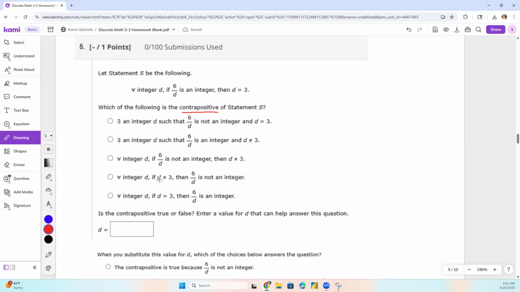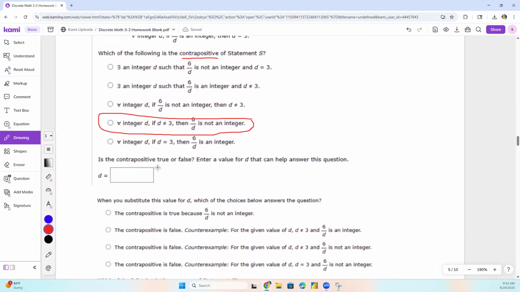So the one which says not q, not p will be this one. So for contrapositive, this statement is going to change into, for every integer d, if d is not equal to 3, then 6 over d is not an integer. And this is how we set up the contrapositive, because the rule for contrapositive is not q, not p. Now, is the contrapositive true or false? Enter a value for d that can help you to answer this question.